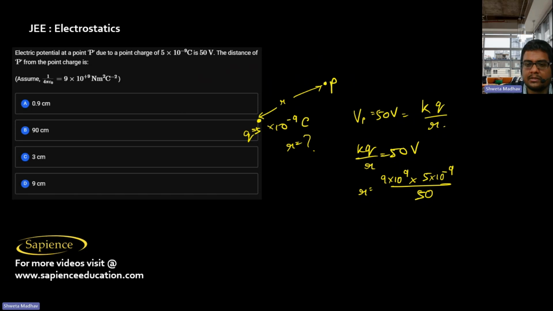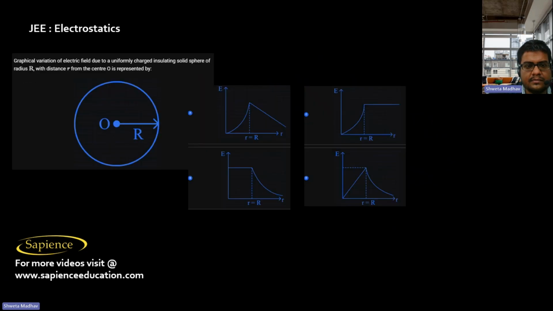Five into 10 power minus 9. So 10 power 9 and 10 power minus 9 cancel. 5 tens are 50, 5 ones are 5. So 9 by 10, r is 0.9 meter. So that is 90 centimeters. Option B is the correct answer.